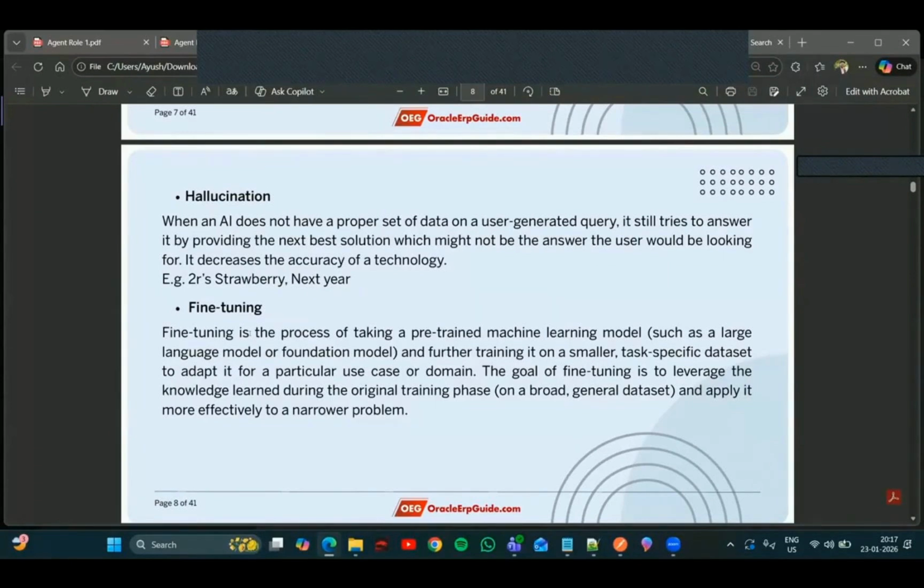Okay, next comes fine tuning. Now, fine tuning means the process of taking a pre-trained machine learning model, such as an LLM or a foundation model, and training it on a smaller task. For example, if you have a model that is used to extract data from images. For example, you have a client and the client wants to extract data from invoices. So you have the PDF invoices or you have the image invoices and you want to extract the data from those images. So you have an AI model that is used to extract data from all kinds of PDFs.